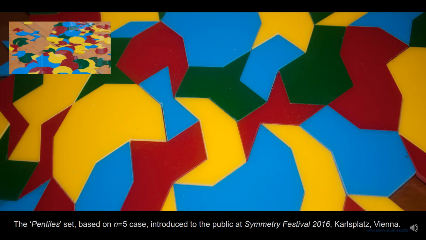For each tiling number, you can make a tiling kit comprising convex and non-convex tiles. Shown here is one kit based on the number 5 projected from 5D called pentiles. Similar kits, hextiles, heptiles, octiles, and so on are possible.